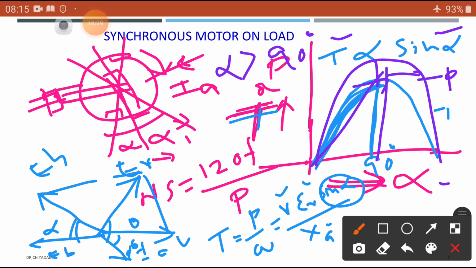Hunting may also be caused if the supply frequency is pulsating in nature, because if our motor is run from an electrical supply of a motor generator set, and the diesel motor changes its RPM, then automatically the frequency changes. Due to the change in frequency, our synchronous motor also changes its speed, which also produces hunting in our synchronous motor.